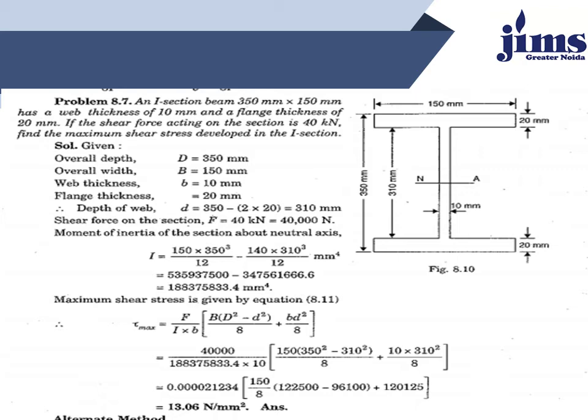So in that case, the moment of inertia I is equal to 150 multiplied by 350 whole cube divided by 12 minus 140 multiplied by 310 whole cube divided by 12, and the answer is 188,375,884.4 millimeter to the power 4. And the maximum shear stress, that is tau max, is equal to F upon I b multiplied by (B D square minus d square)/8 plus b d square/8. So putting all these values, the answer is 13.06 Newton per millimeter square.